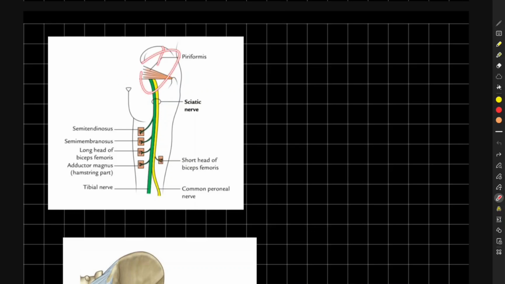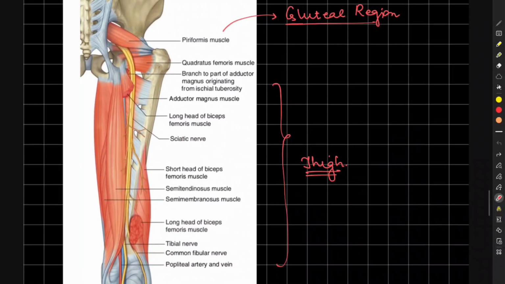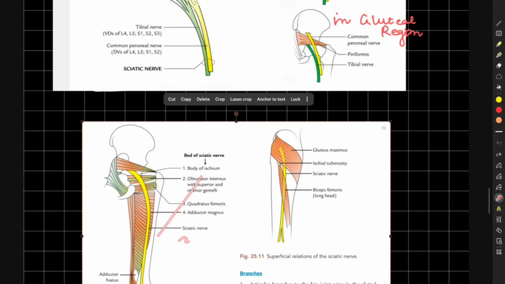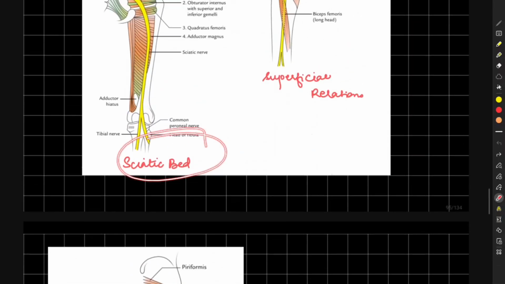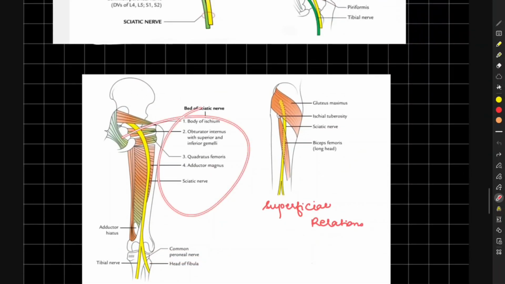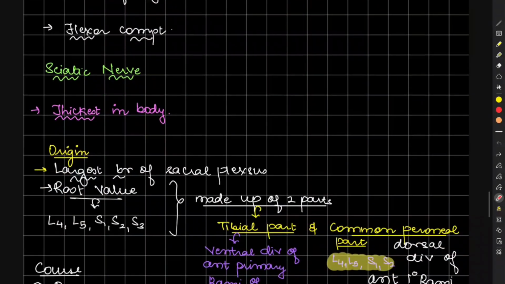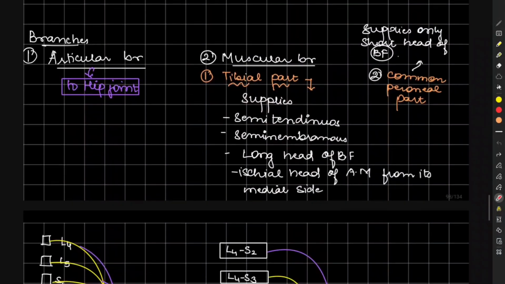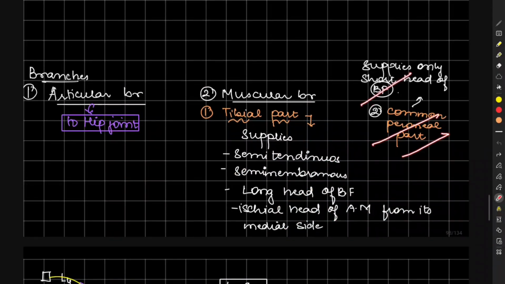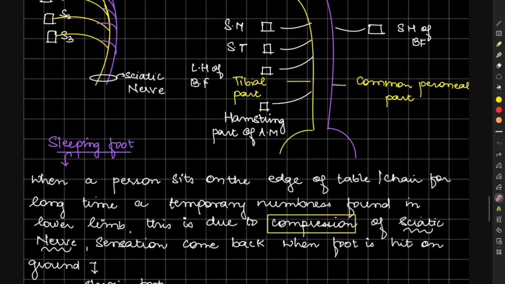Okay. ये piriformis, ये हमारा पूरा gluteal region, ये thigh वाला region. ओके. सो ये डायग्राम और ये डायग्राम. Sciatic bed मेरे वाइवा में पूछा था, तो मैं याद करके गया था. तो इसलिए remember, the sciatic bed is just the anterior relations of the sciatic nerve in the gluteal region. Okay. So branches clear. Tibial part: semitendinosus and semimembranosus, long head of the biceps femoris and the ischial head of the adductor magnus, whereas the common peroneal part supplies only the short head of the biceps femoris.